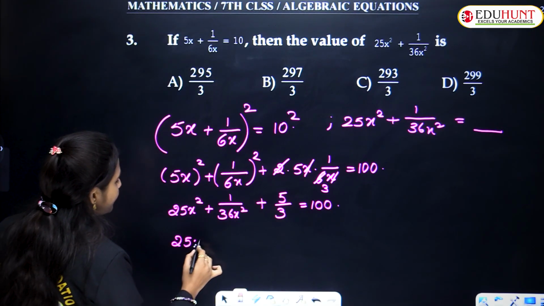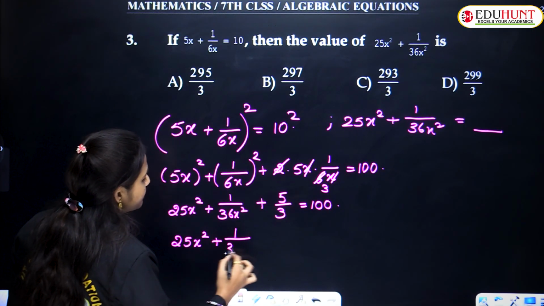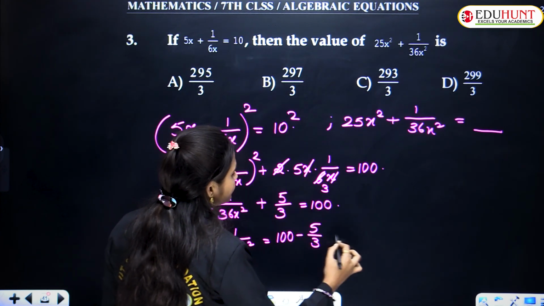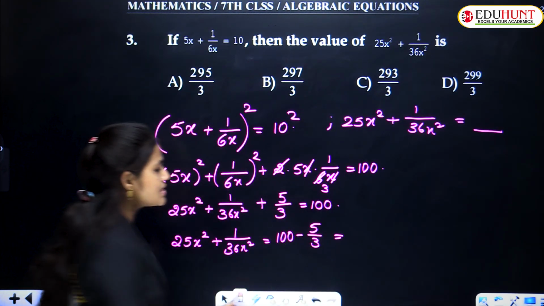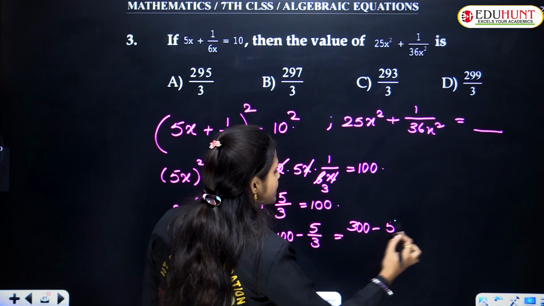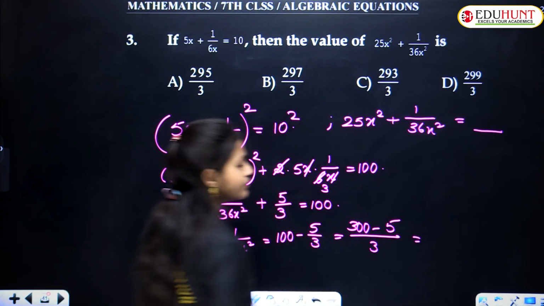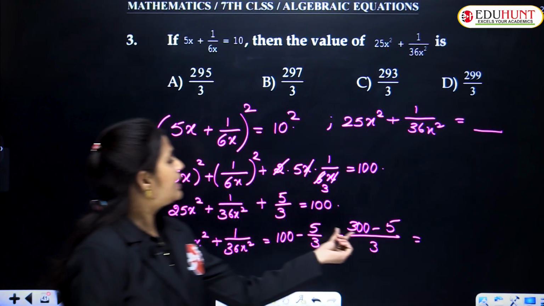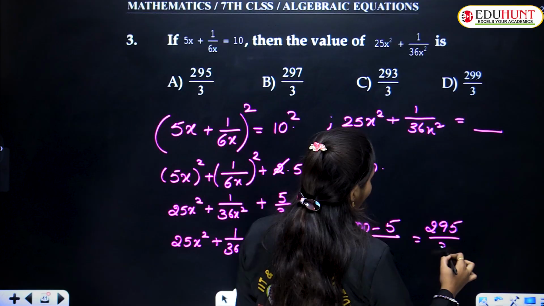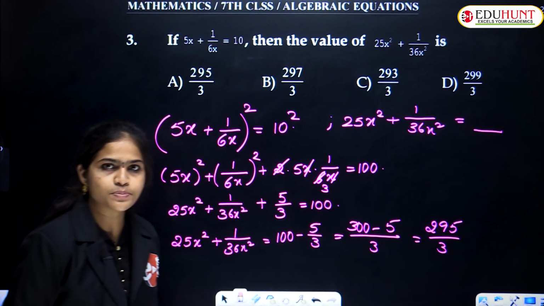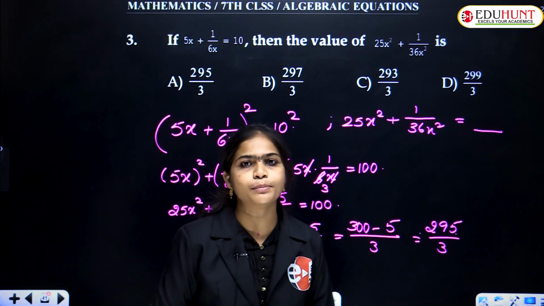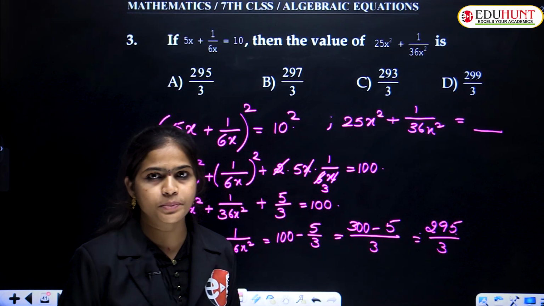Next, 25x square plus 1 by 36x square is equal to 100 minus 5 by 3. So 100 minus 5 by 3 means here 3 into 100 which is equals to 300 minus 5 whole by 3. Okay. So next, 300 minus 5 is equal to 295 whole by 3. Any cancellations possible, ma, here? 9 plus 5, 14. 14 plus 2, 16. 16 is not a multiple of 3. So that's why here cancellation not possible.